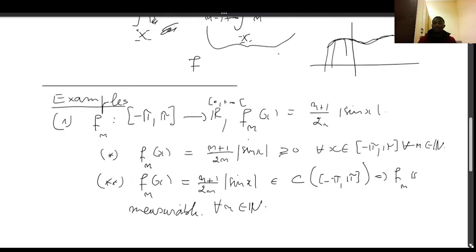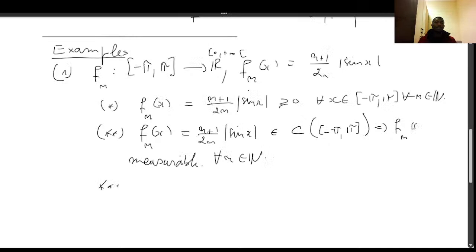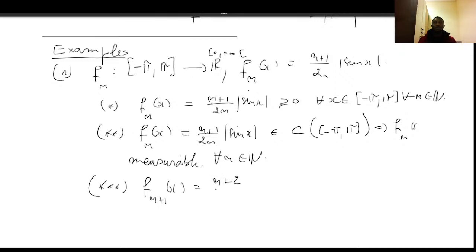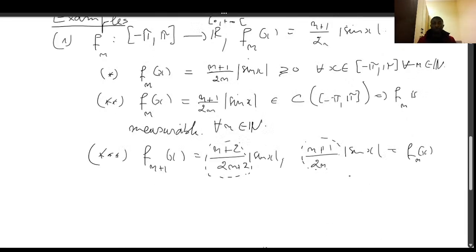The third thing that we must check is the monotonicity. We must check if fn plus 1 is greater than fn. So we compute fn plus 1 of x, which is (n plus 2) divided by 2n, times the modulus of sine of x, and we compare it with (n plus 1) divided by 2n, which is (2n plus 2) divided by 2n, times the modulus of sine of x, which is fn. Which one is the biggest? Because sine is the same everywhere, we only need to compare the coefficients. So we compute the difference of the coefficients to see which one is bigger.